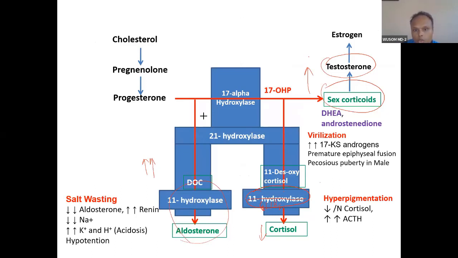So if you remember this tuning fork, the handle of the tuning fork represents 17 alpha hydroxylase. The base of this tuning fork represents 21 hydroxylase. One handle represents this cortisol part, which represents 11 hydroxylase, that is deficient. This is not deficient. This is deficient. So you will remember everything. So both will rise. Okay, this will rise and this will rise.